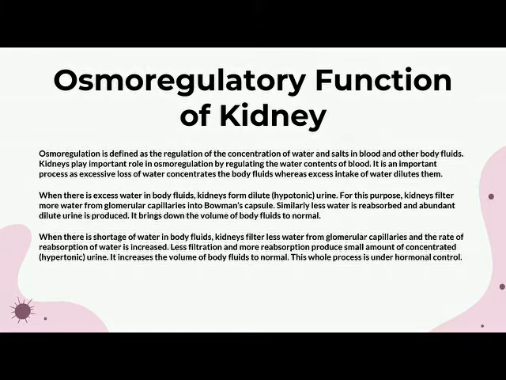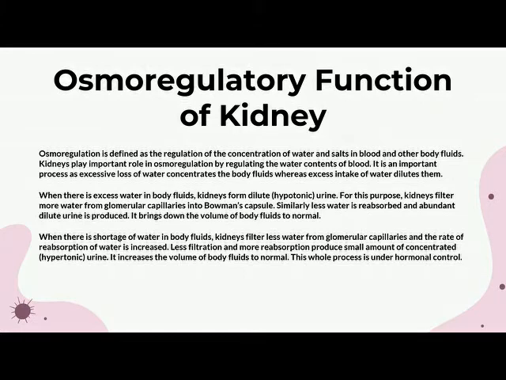When there is excess water in body fluid, kidneys form diluted or hypotonic urine. For this purpose, kidney filters more water from glomerular capillaries into Bowman's capsule. Similarly, less water is reabsorbed and abundant dilute urine is produced. It brings down the volume of body fluid to normal. In the first case, due to excess water, dilute or hypotonic urine is produced, and there is very less reabsorption of water, so abundant dilute urine is produced and it brings the body volume to normal.